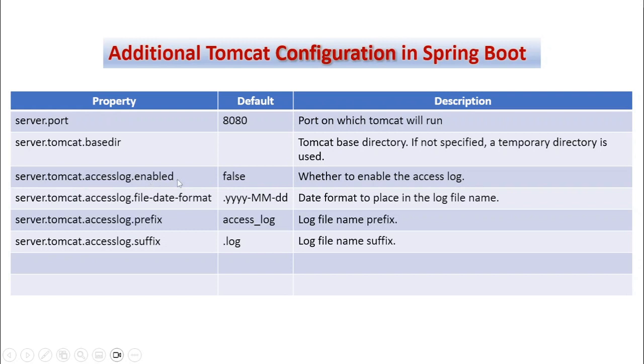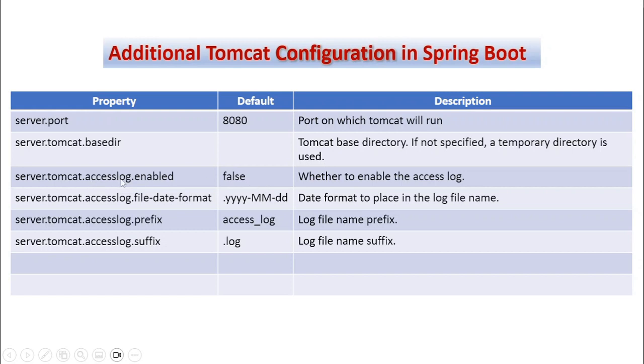The next is server.tomcat.accesslog.enabled. The below four properties are related to the access log. So what is the access log? If you already use Tomcat, in the log folder you can find an access log, which tracks the service requests coming to Tomcat. But in Spring Boot that is not enabled by default.